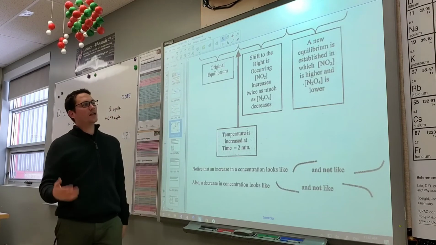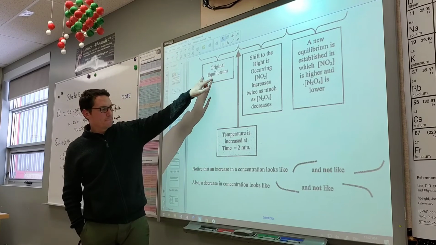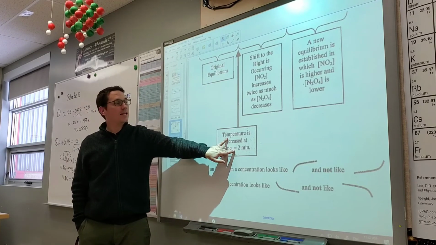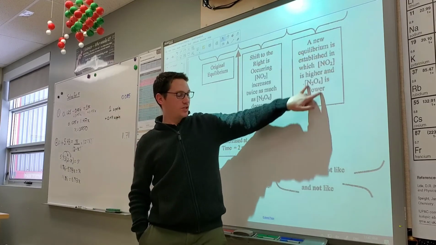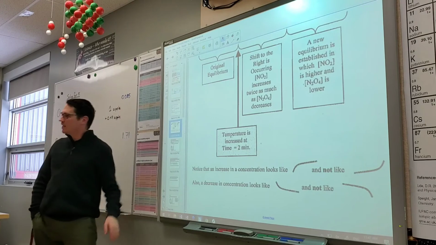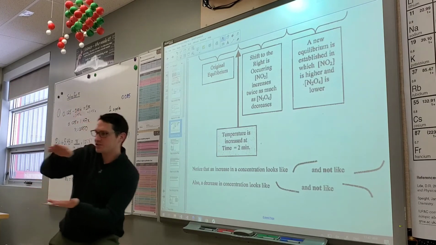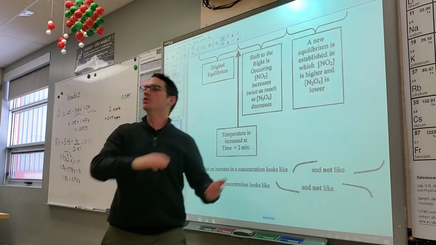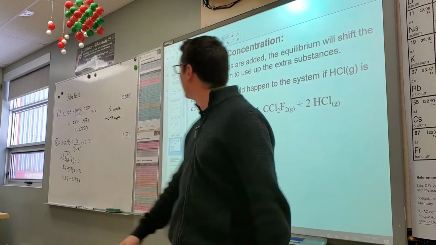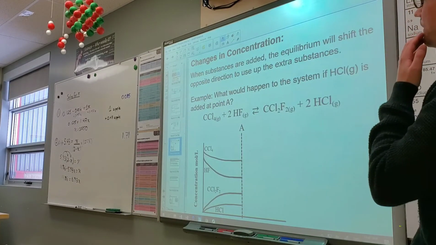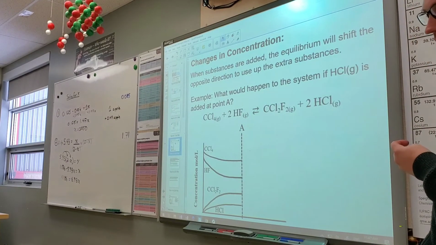As long as you understand that we've got an initial, original equilibrium. We do something to that equilibrium. It shifts, and then we establish a new equilibrium. Every single time, that's what's going to happen. We're going to have an equilibrium, we do something to it, things change, and then we establish a new equilibrium. When substances are added, the equilibrium will shift in the opposite direction to use up the extra substances.